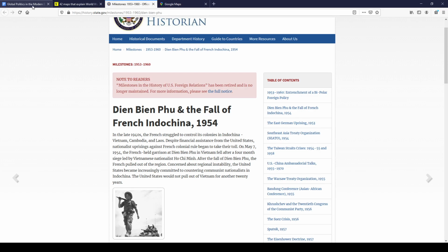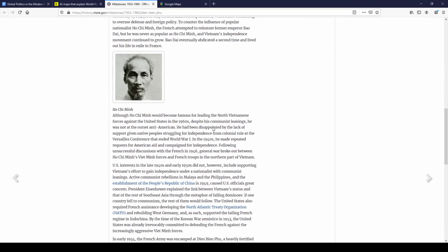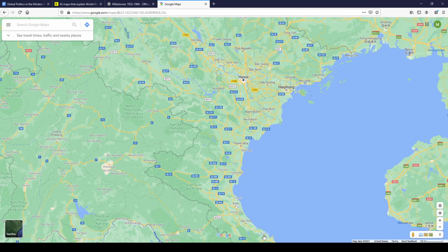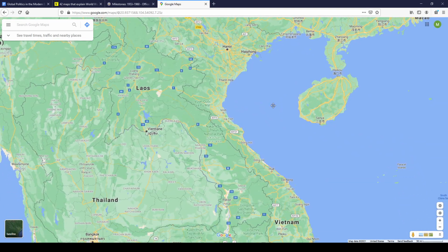Before the French surrendered, though, they had been gradually pulling the United States into this war. They played down the whole anti-colonial thing because they knew that the United States historically has always sympathized with people who are fighting against colonialism.